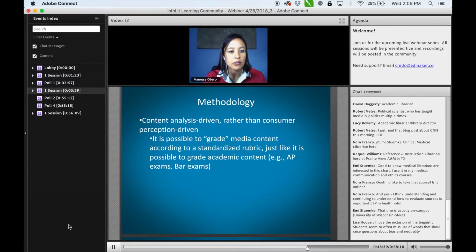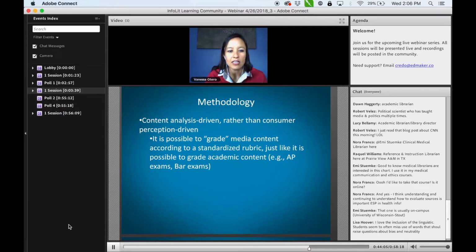So we can do this, but if you've ever seen a room full of AP graders or a room full of bar graders, this is hard to do, and it takes a lot of manpower. And no one has figured out how to grade those AP tests or those bar exams with a computer, those written portions. So the same challenges exist in grading media.